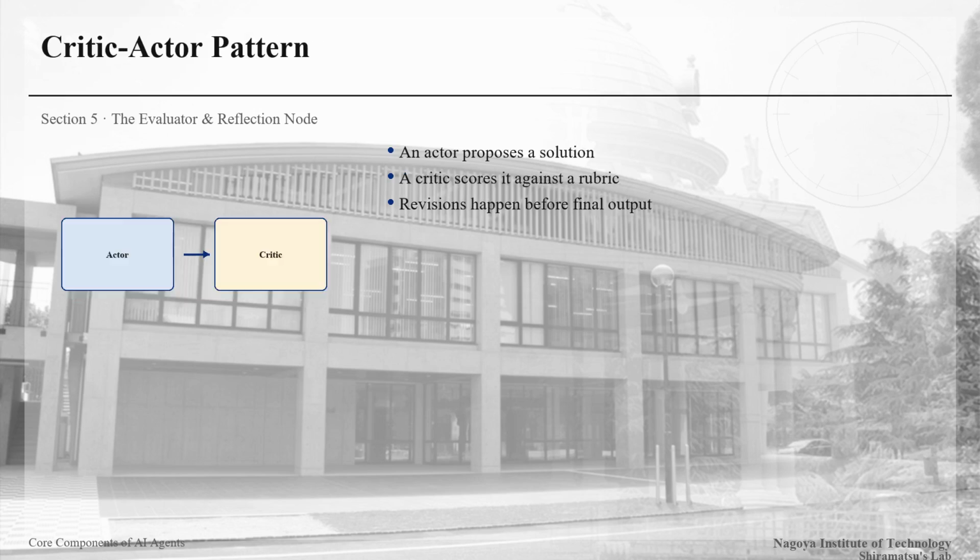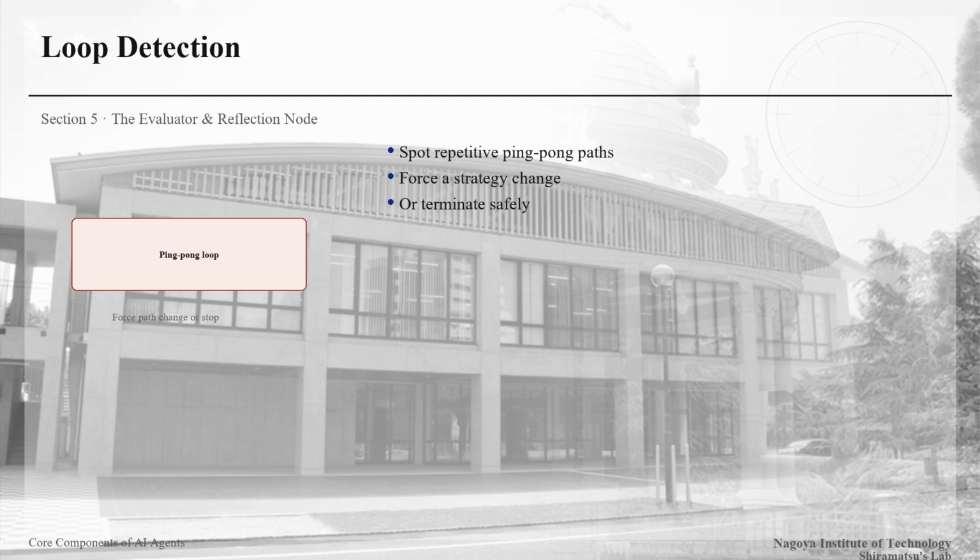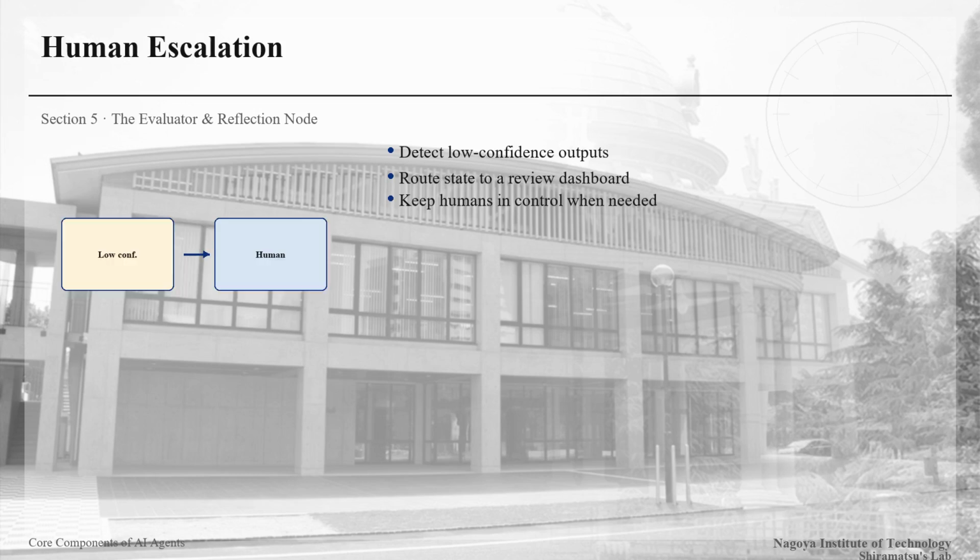In a critic-actor pattern, one agent proposes and another critiques against a rubric before release. Guardrails intercept safety violations, PII leaks, and unsupported claims before the user sees them. Loop detection catches repetitive ping-pong execution and forces a path change or termination. Low-confidence cases can escalate to a human review dashboard before continuing.